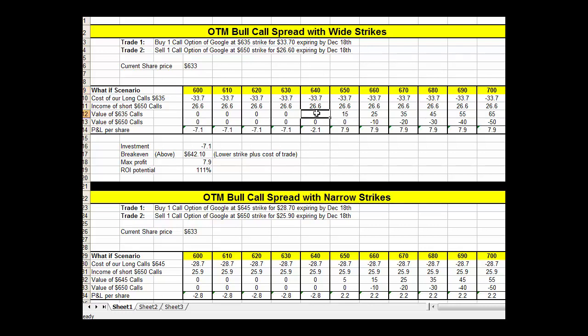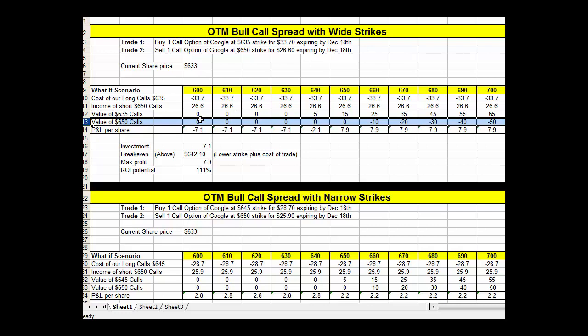Now at 640 there's $5 of real value in the $635 calls. The reason is, you can go and buy Google shares at 635 and sell them back to the market immediately at 640, so there has to be $5 of value left in that call option. At 650 it's 15, at 660 it's 25, and so on and so forth, all the way up to 700. Then we get into valuing the $650 calls.